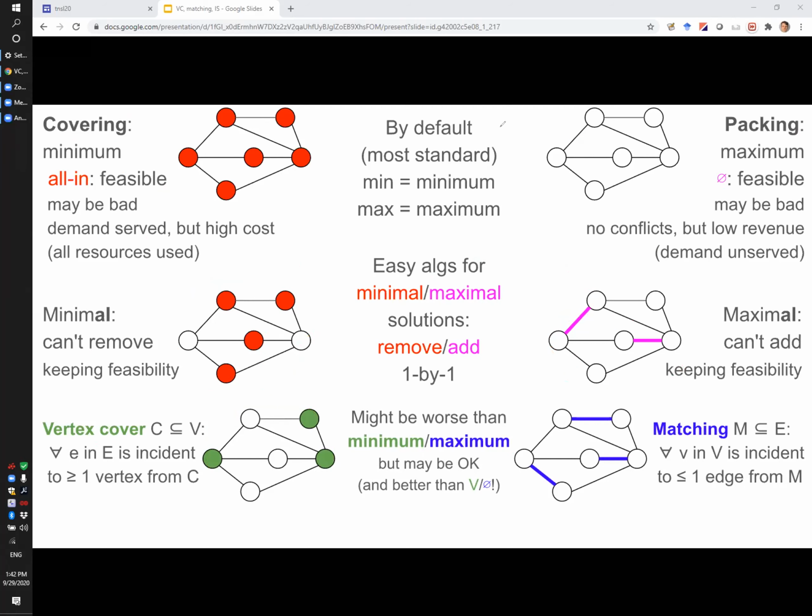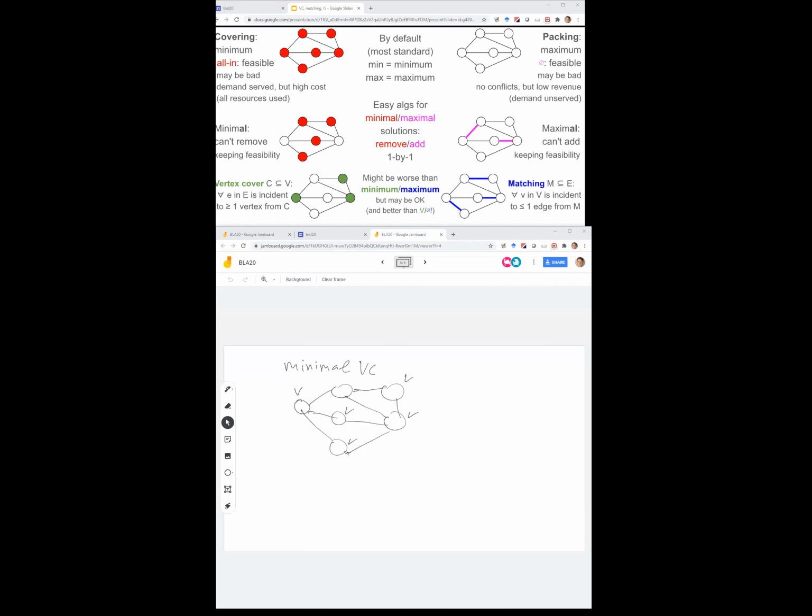Okay, so let's have some examples right now. Again, I'm trying to do the minimal vertex cover. I'm resuming the recording. So we will be trying to find a minimal vertex cover in a graph. And I'm just redrawing the graph from the lecture, but it doesn't have to be the same graph.